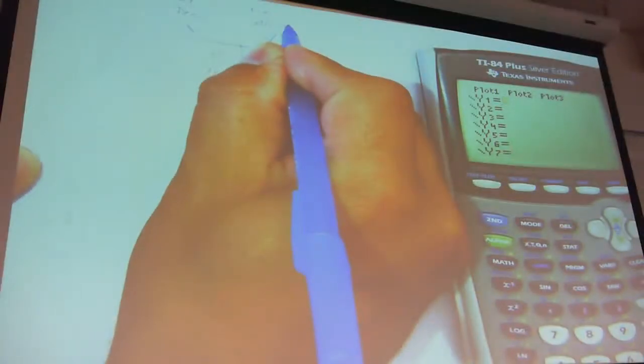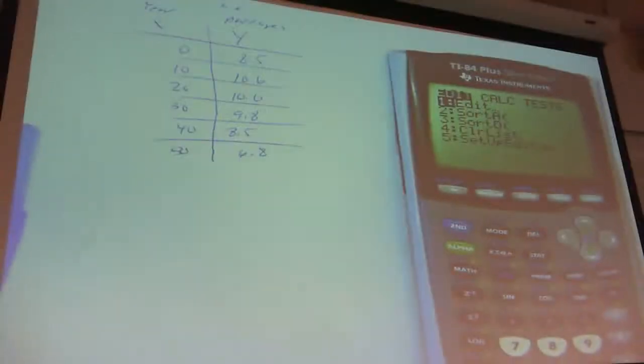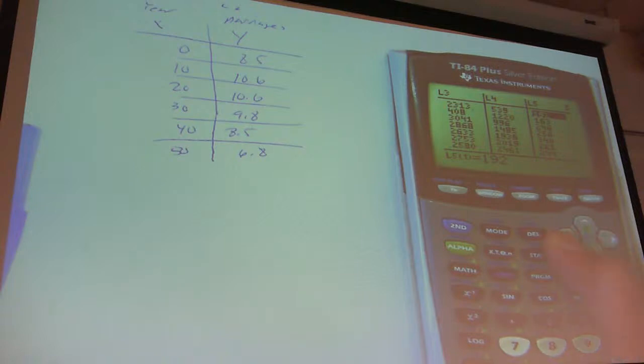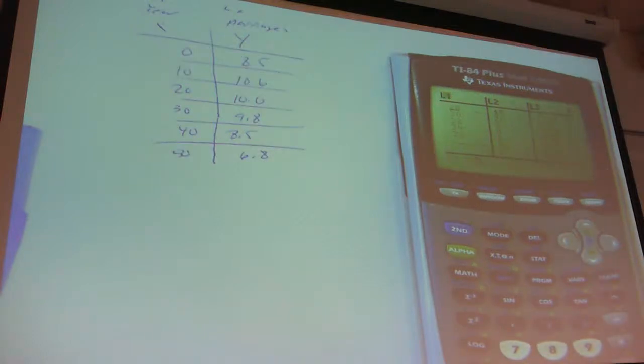Then, in list 1, we're going to put the years. In list 2, we're going to put the marriages. So to do that, we push stat, number 1 for edit. Notice I have stuff in my list 1 and 2. So if I go to the top of list 1, hit clear, enter, that clears the list. Go to the top of list 2, hit clear, enter, that clears the list. Don't go to the top and hit delete. So does everybody have list 1 and list 2?